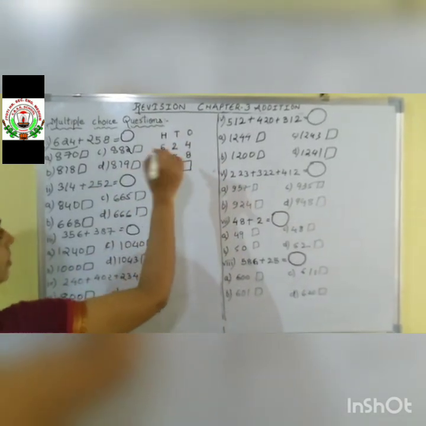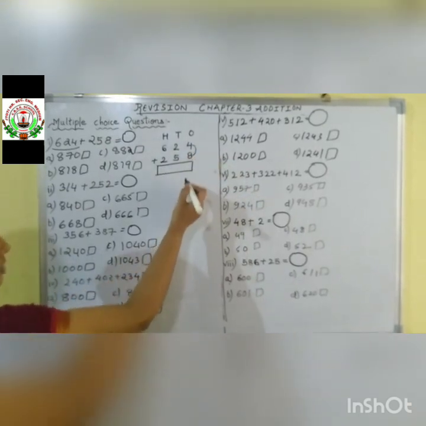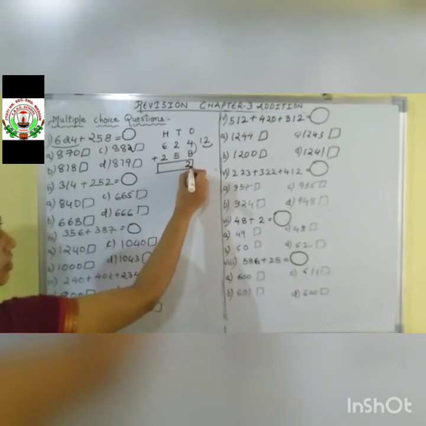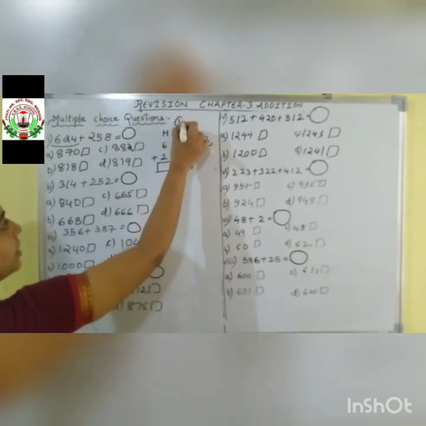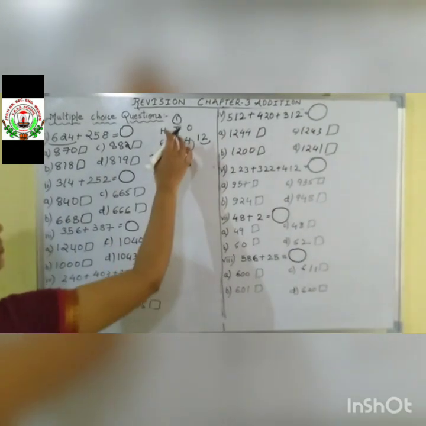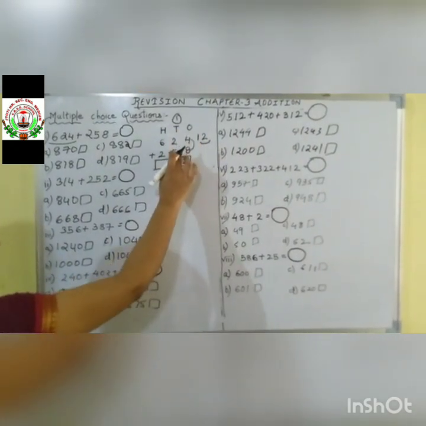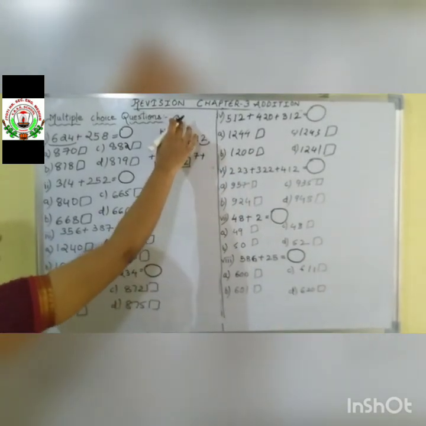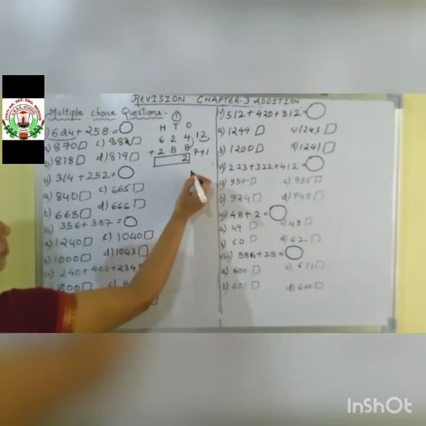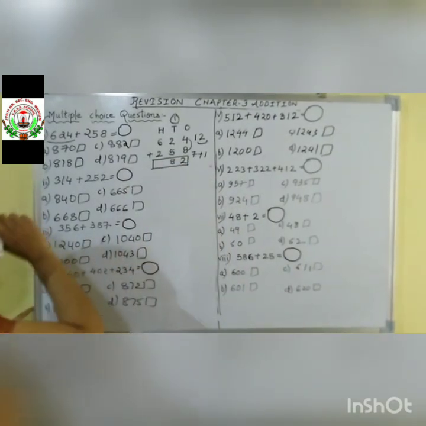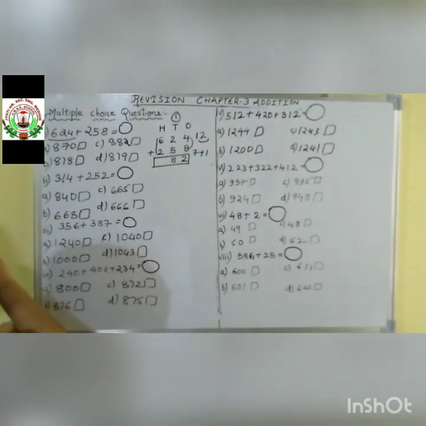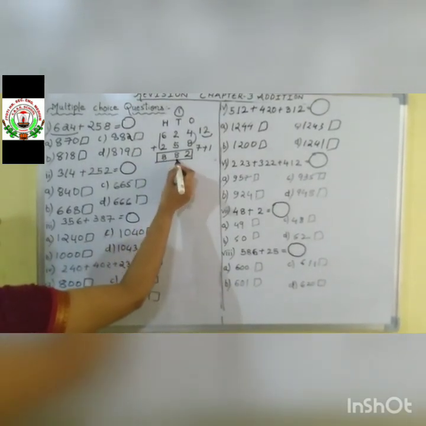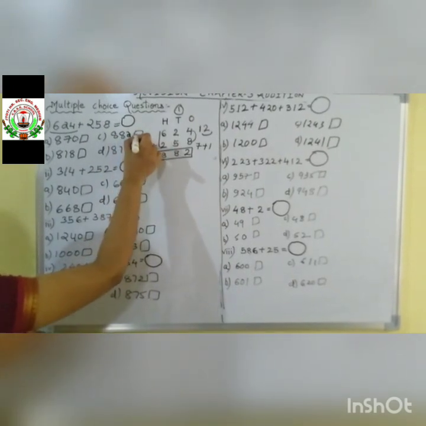Let us do it from the ones place. Ones place 4 plus 8, how much? 12. It means this 2 will be written in the ones column and 1 will go as carry to the tens column. Yes? Then we will do addition of the tens place. 2 plus 5, 7. Then this 1 is carry, so it will add with the 7. 7 plus 1, we get the answer 8. Then hundreds place 6 plus 2, 8. So we get our answer as 882. 882 is in option C.